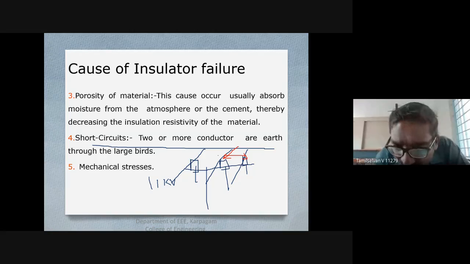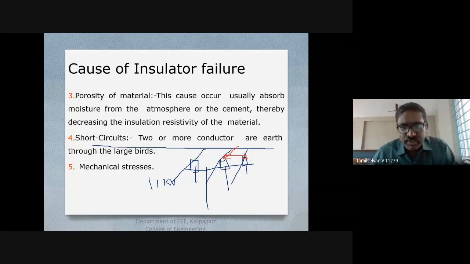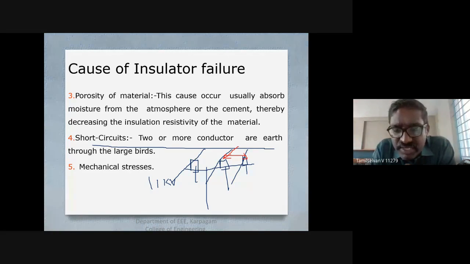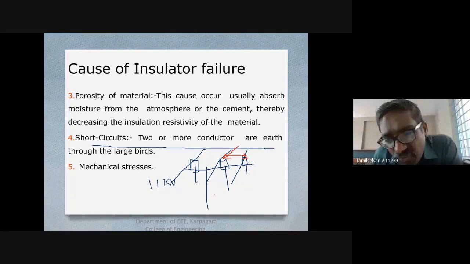What will happen if the spacing between the conductors is about 2 meters or so? The wings may touch both conductors. Then there is a path for the flow of current between phase to phase, so a line to line short will be there. When there is a line to line short, there will be a heavy flow of current.